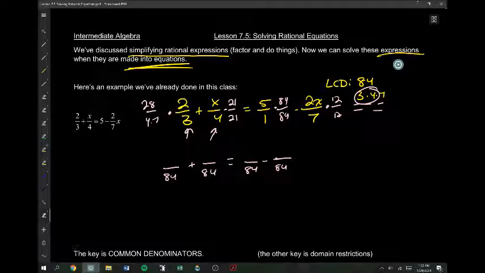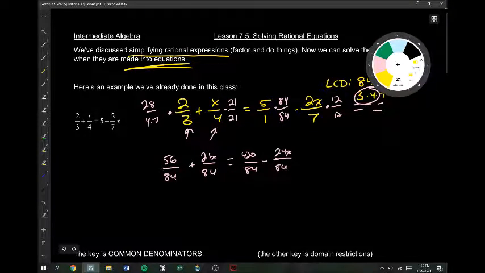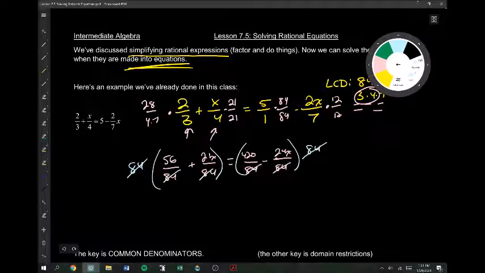2 times 28 is 56. 21 times x is 21x. 5 times 84 is 420. 2x times 12 is 24x. Now that I've got a common denominator, the magic happens. I can multiply everything by 84. I can do the same thing to both sides of the equation, multiply by 84, and all these 84s divide to 1. So I've taken a fraction problem, and I've killed the fractions.